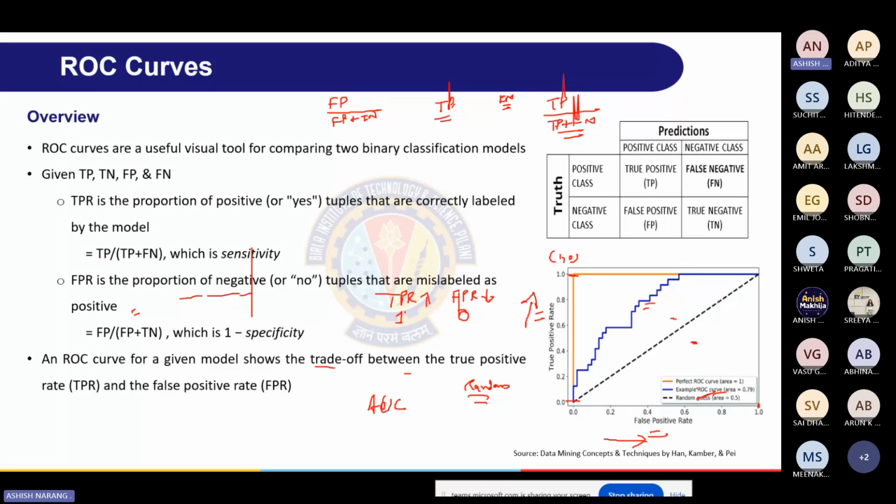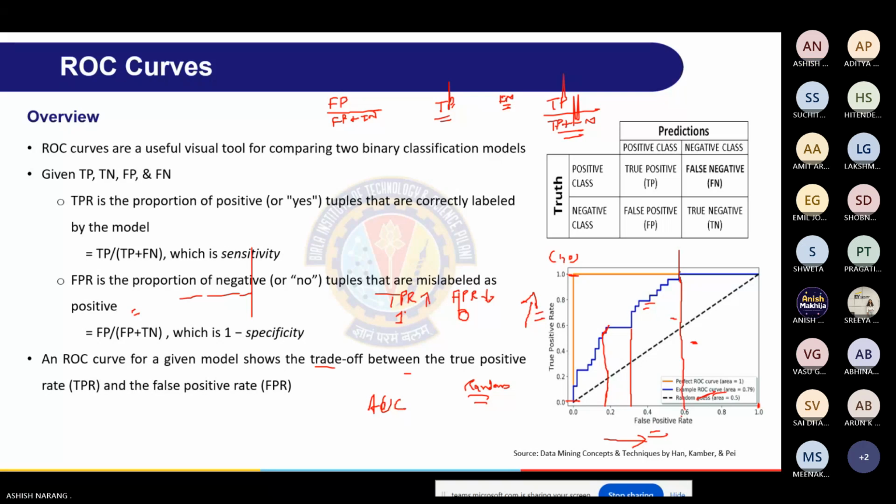But if you look at this, this could be a better model than the random model. The reason is that here we have true positive rate better than the false positive rate. You see here, it is 0.6 and 0.2. If I talk about this particular point, it is 0.6 and again 0.3 or 0.35, somewhere like that. And if I go here, it is 1 and 0.6.